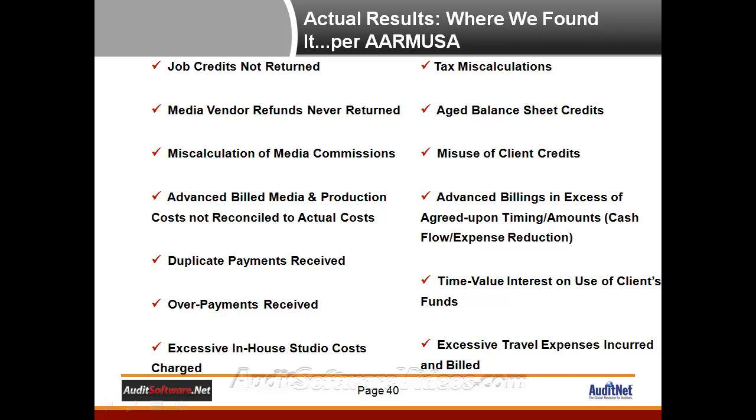Now that we have seen the more general questions, you can look at these results per AARM, the advertising agency that put this together, and when you see all of these changes, these recoveries, they actually relate exactly back to those questions. Job credits not returned, time value of interest on clients' funds, duplicate payments, etc., are all part of those questions and come out of just getting clarity on that relationship, where normally you don't have the clarity because you don't have the other side of the books, the vendor side.